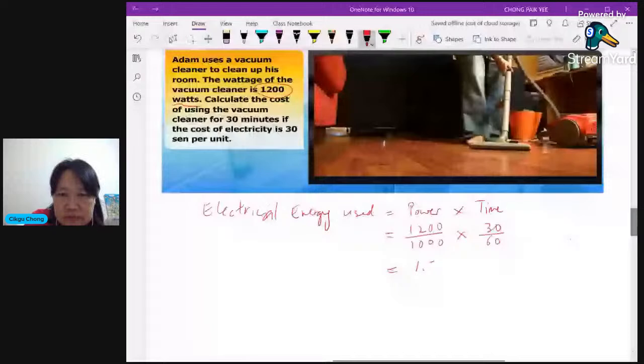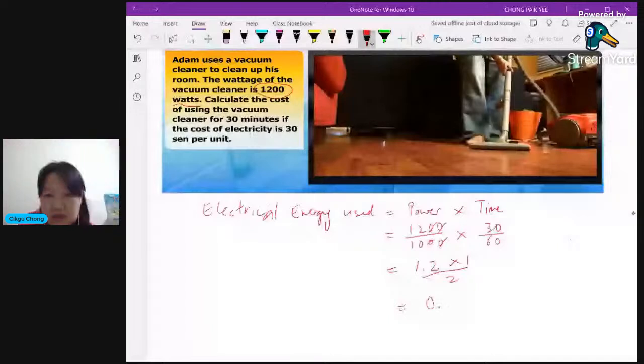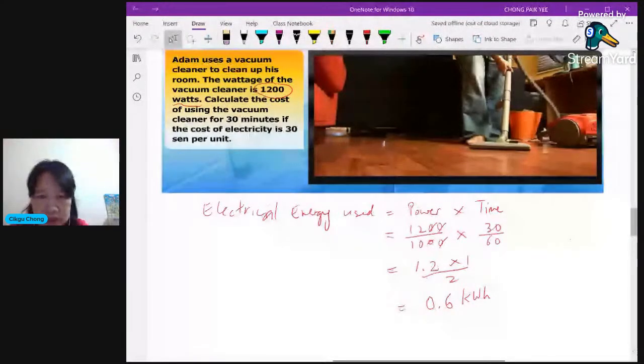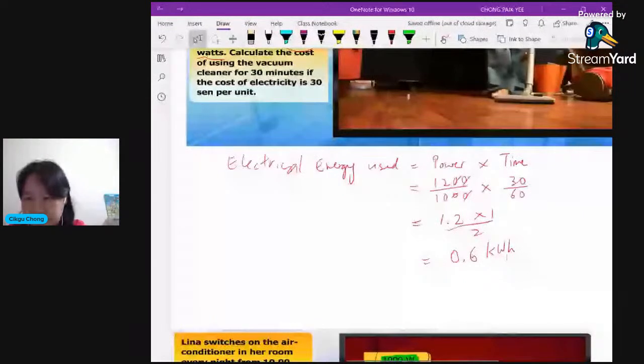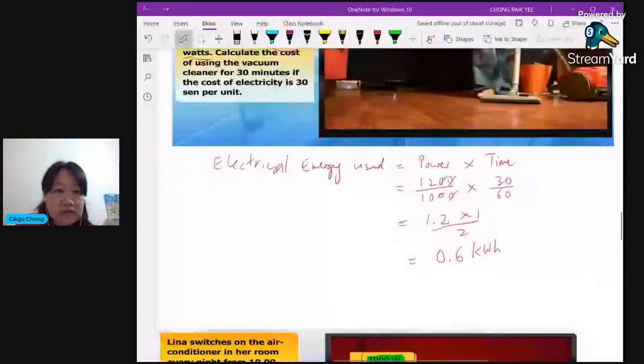I would prefer this way, easier. 1 over 2 is easier, I don't even need a calculator. 1.2 divided by 2 is 0.6 kilowatt hour. Am I right? Correct, right? Yes, kilowatt hour. Now, we haven't finished because you haven't finished answering the question.